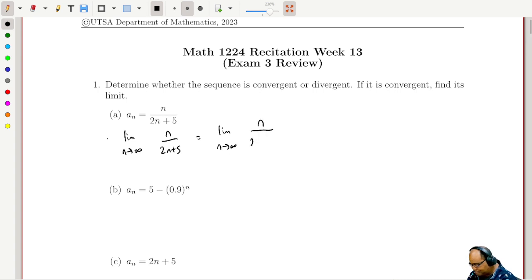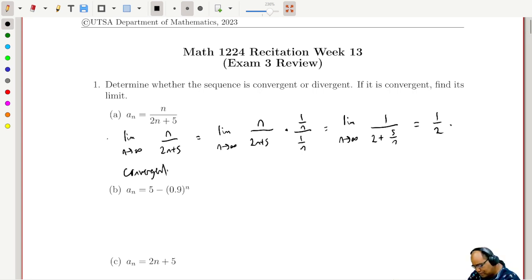What I'll do here is multiply top and bottom by 1 over n. n times 1 over n gives me a 1. And on the bottom, I'll get 2n times 1 over n, that's a 2, plus 5 over n. And of course, as n goes to infinity, 5 over n goes to 0. So what's left over is 1/2. So we say that this sequence is convergent.